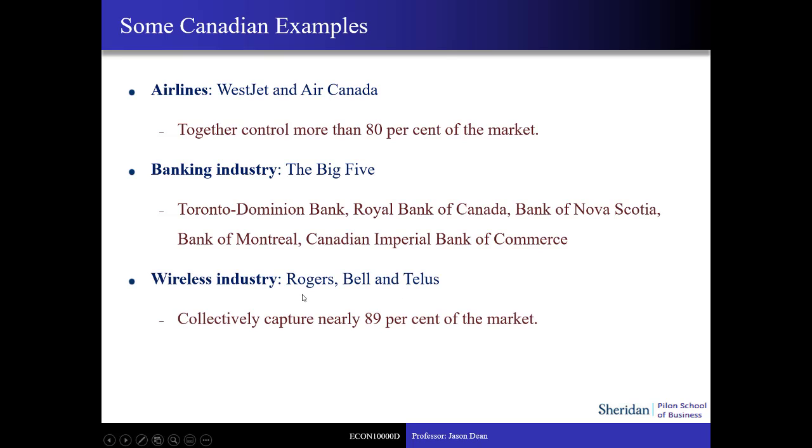And we all probably are familiar with this. Rogers, Bell, and Telus are the only 3 wireless carriers, and they have about 90% of the market. And I believe Freedom Mobile might be the other smaller one. But the market is dominated by 3 firms.